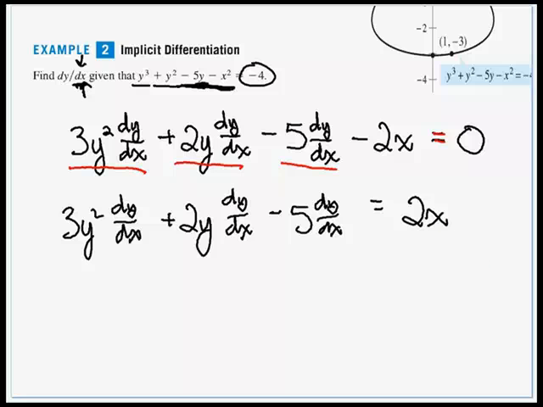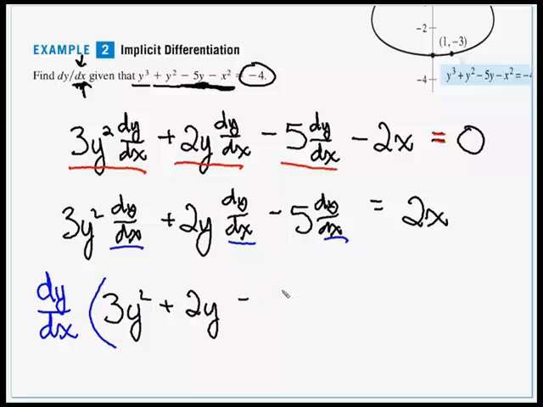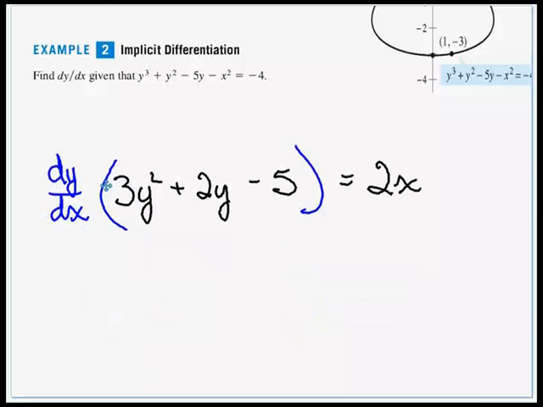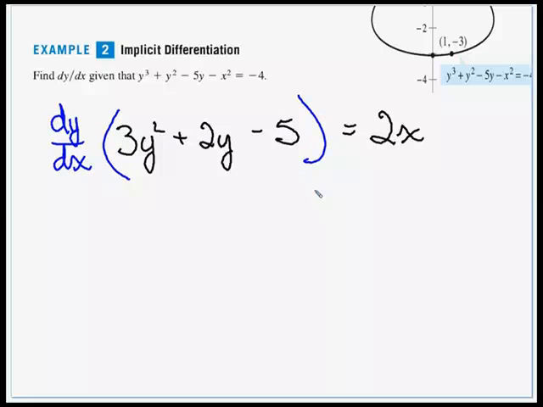Okay, now by the guidelines, the next step is to factor this dy/dx out. So since every term has it, we can have dy/dx, and then what is left inside is our 3y squared plus 2y minus 5, and that is equal to 2x. And the last step, again, the end game is to isolate the dy/dx. That's the derivative we are solving for. So we're going to divide both sides by what is in that set of parentheses.